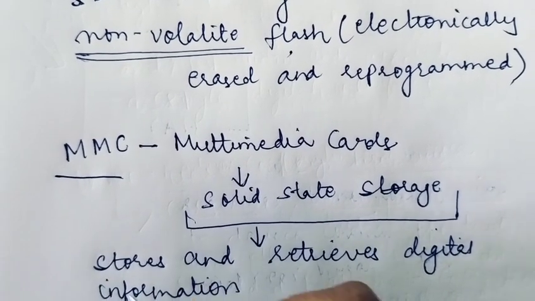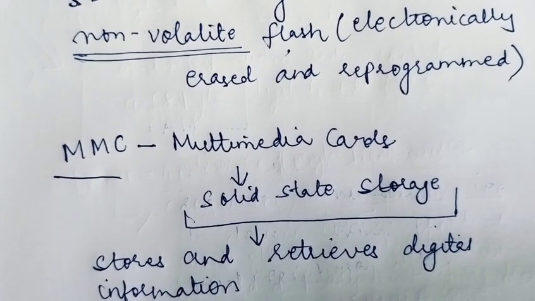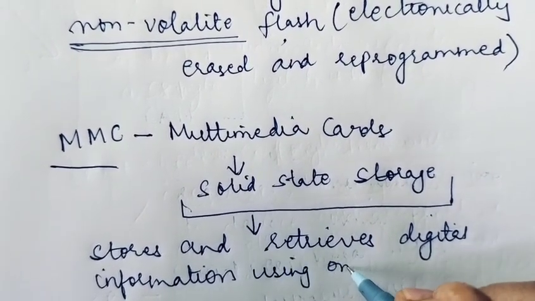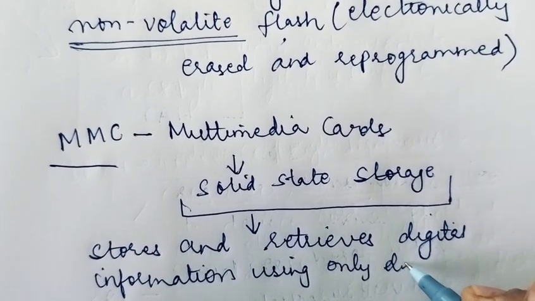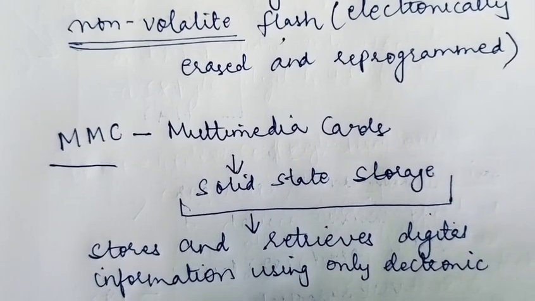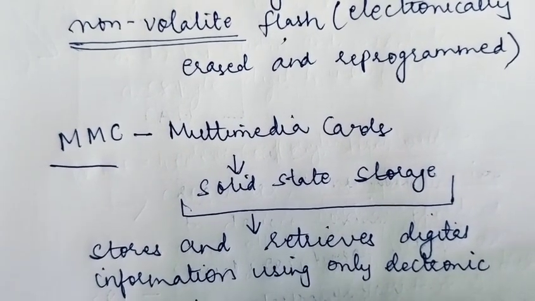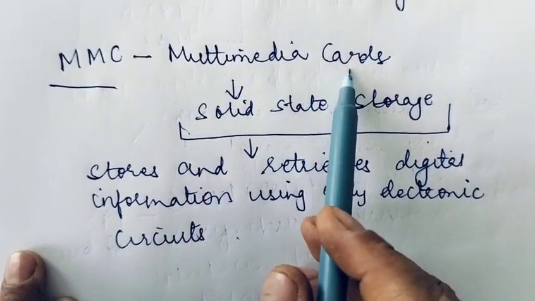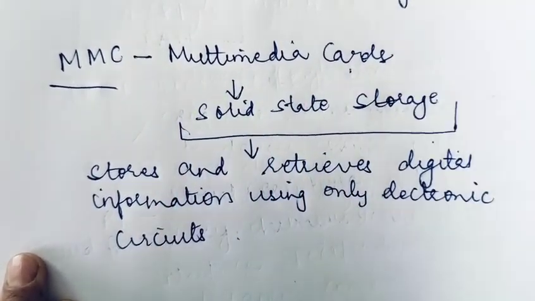Any such device that stores and retrieves digital information using only electronic circuits. So such kind of a storage is known as your solid state storage, and it is provided by the MMC or the multimedia cards.